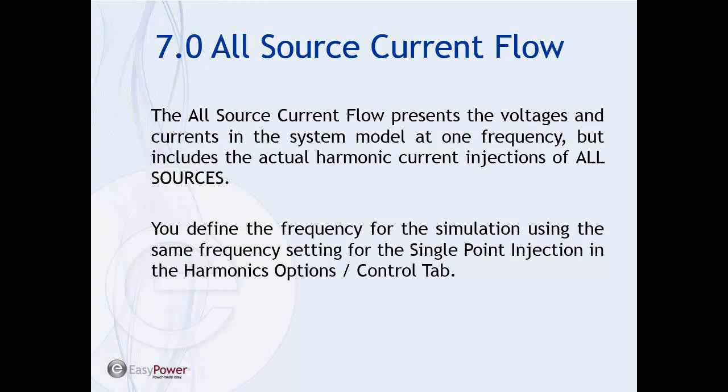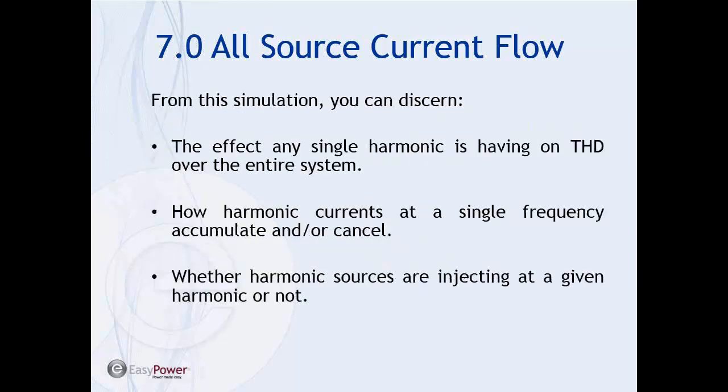Similarly, its setting uses the same single point injection frequency setting in the harmonics options control tab. It's the same one. So if you set that to 5, it's going to do a single point injection at the 5th and an all source current flow at the 5th harmonic. From this simulation, you can discern the effect of any single harmonic, and what that effect is having on THD for the entire system.